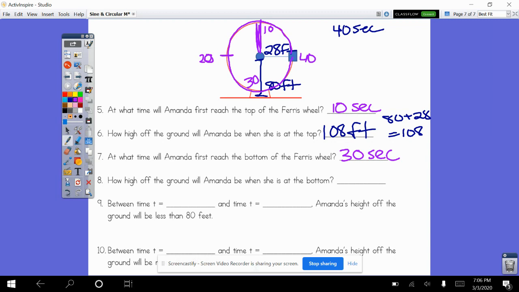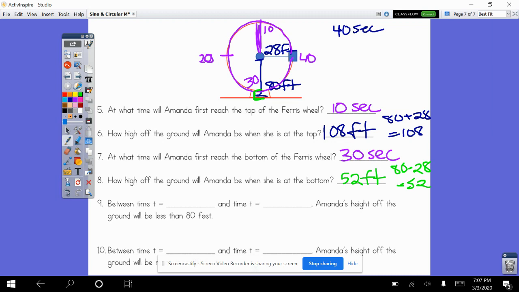How high off the ground will she be when she's at the bottom? Well, to do that, you need to take the height of the center and subtract the radius to get this height down here. So I take the height of the center, which is 80, and subtract the radius, which is 28. So 80 minus 28, that gives me 52. So 52 feet.